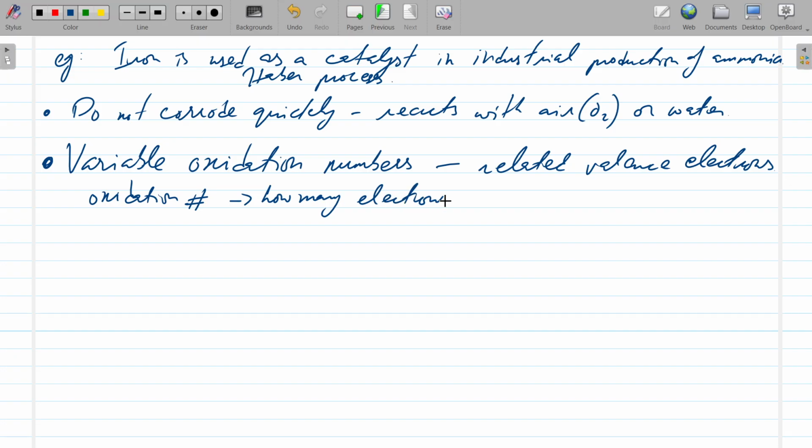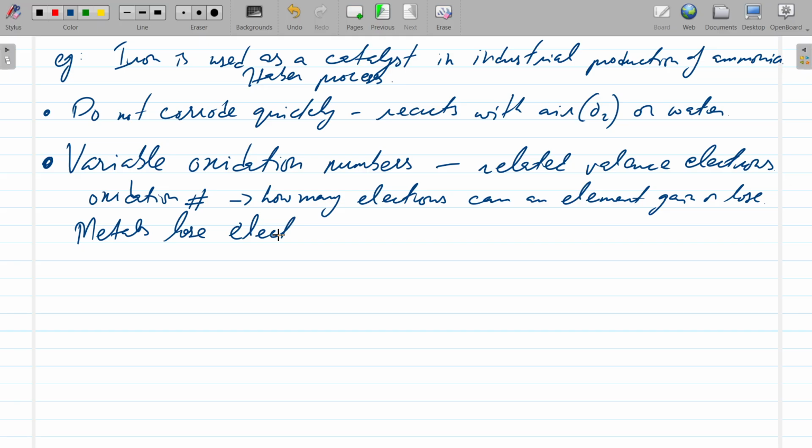electrons can an element gain or lose. Now, since these guys are metals, these are the ones losing electrons, right? And so they will have a positive oxidation number. So +3, for example, they're losing 3 electrons.